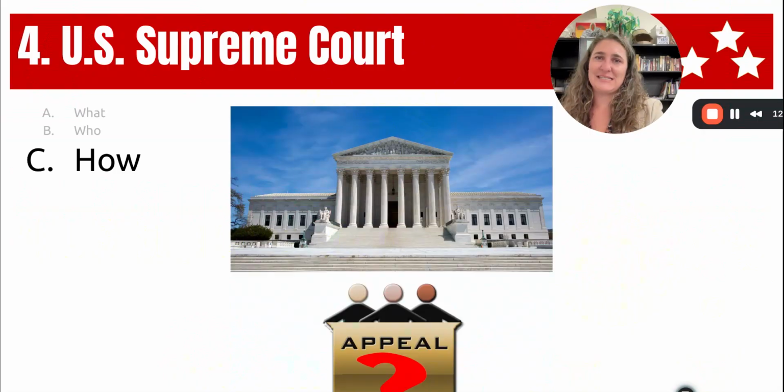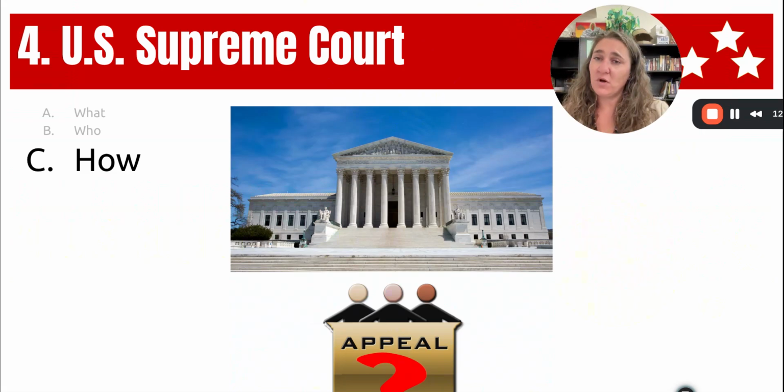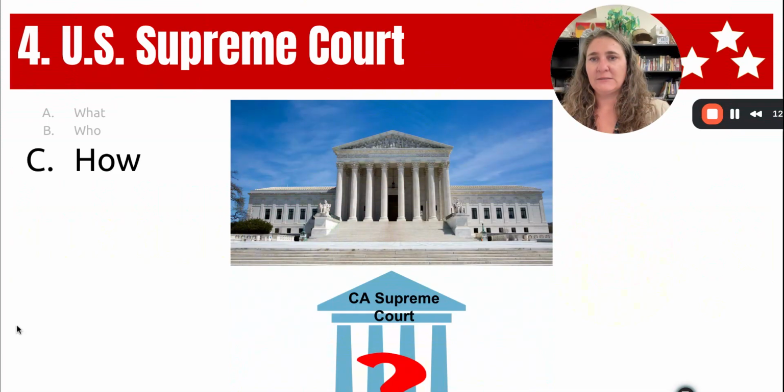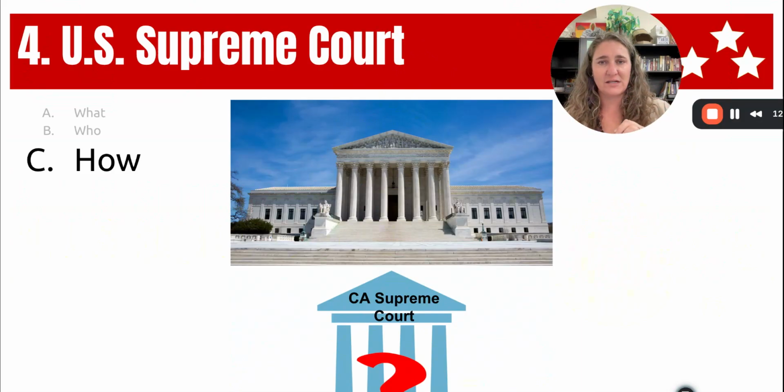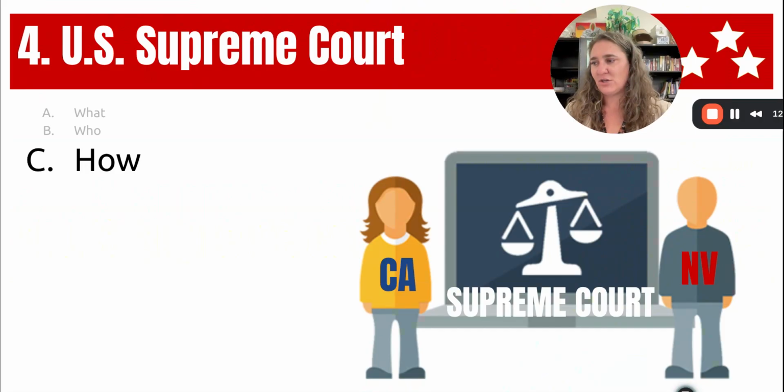Now, they usually decide cases that come from the appellate court, right? So they usually work their way up. They start in the district courts, they go to an appellate court, and then they work their way up to the Supreme Court, though not always. Sometimes they can hear cases directly from a state Supreme Court. So each state has their own court system. And then sometimes it may go from a state Supreme Court up to the federal Supreme Court. It just depends on the case, depends on the issue.